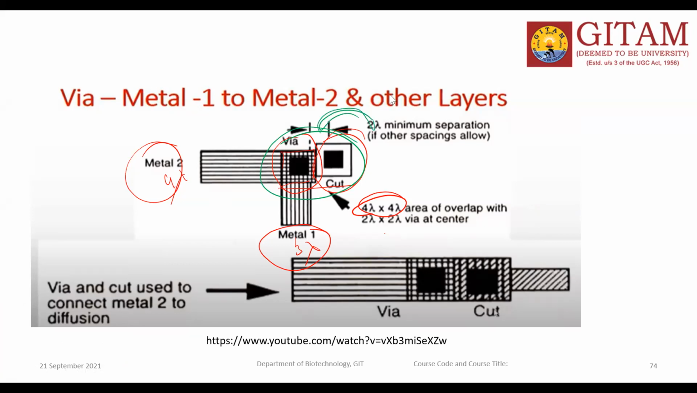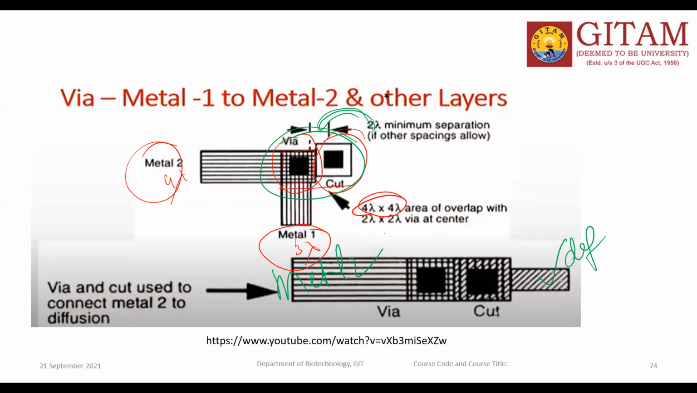Next, here the horizontal lines in the rectangle box are metal 2, and this is the diffusion. To join these two, metal 2 and diffusion, we need both a via and a contact cut. Why? Because metal 2 and diffusion cannot be joined directly. We can join them with the help of metal 1.